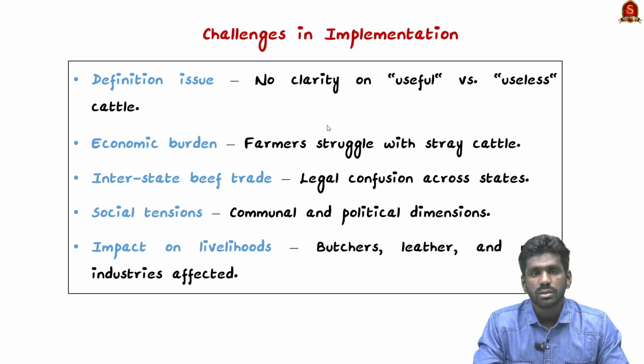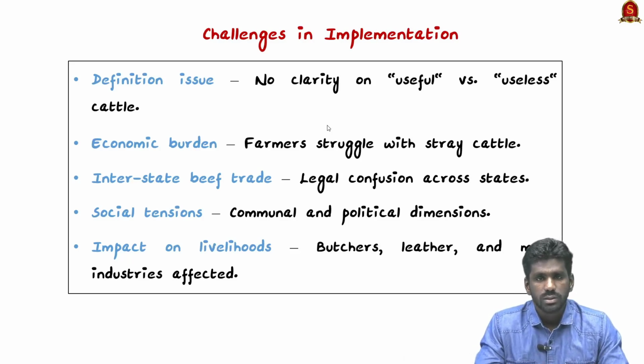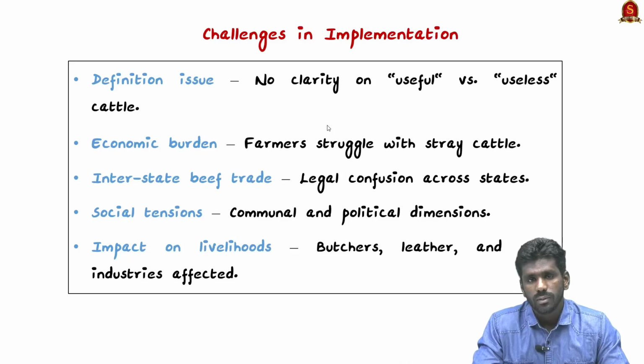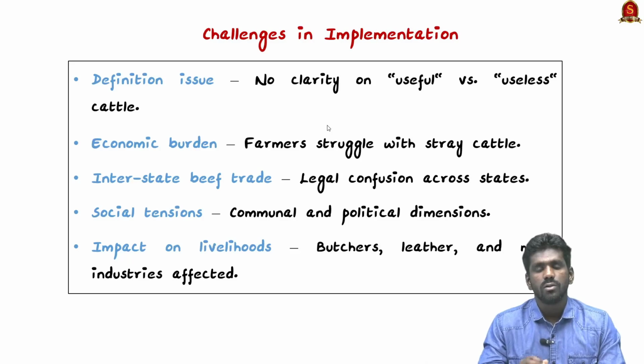Cow slaughter bans have communal and political dimensions. So this also leads to social unrest and sometimes mob violence. The ban on cow slaughter affects the butchers, the leather industries, meat exporters and also the cattle traders. So this ban will impact all their livelihoods. So these are the major challenges in implementing the cow slaughter ban.